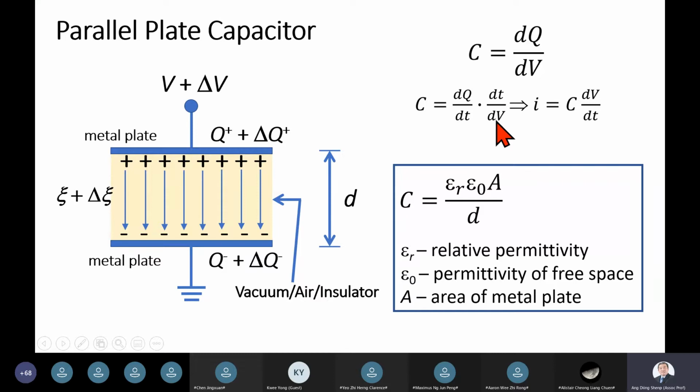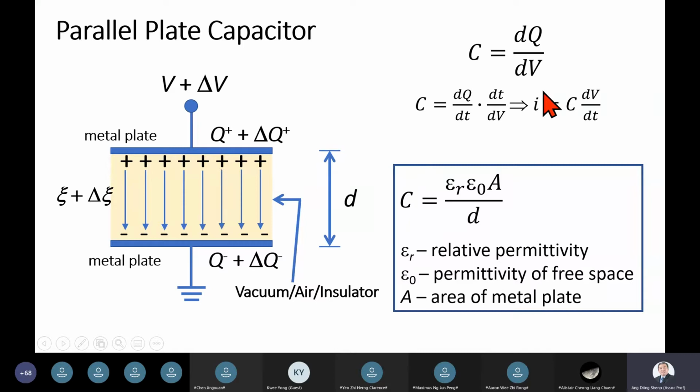And if we bring dt over dV to the right, we can write this expression as I, which is current, dq over dt, as C times dV over dt. Okay, dV over dt represents the rate of change of voltage across the capacitor, right? When multiplied by the capacitance, it will give you the current that flows in the capacitor.